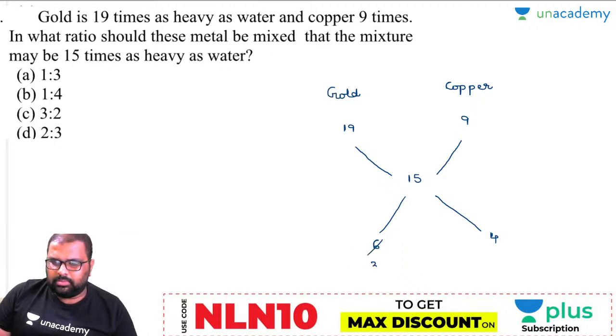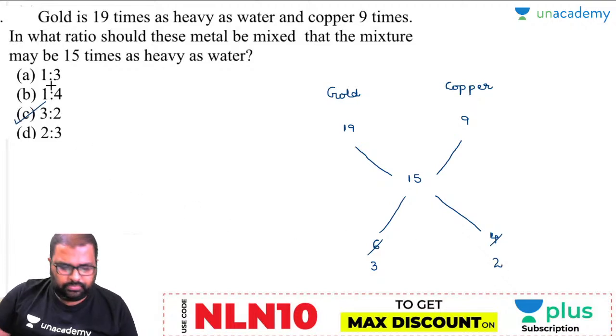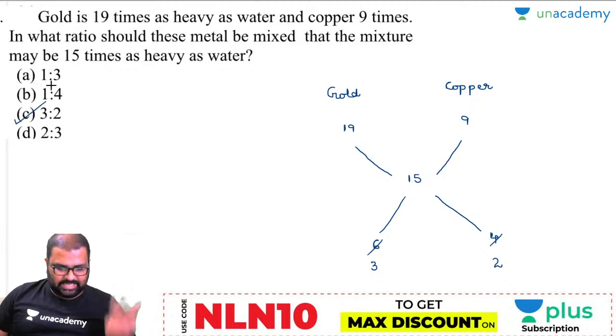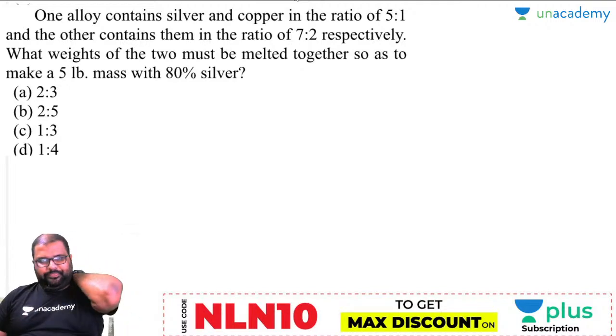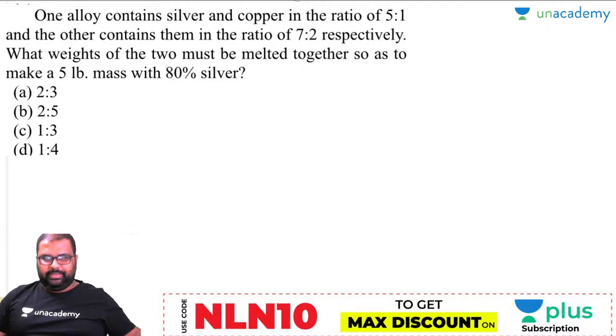2 threes are 6, 2 twos are 4. So your answer is 3 is to 2. Am I right? That's an easy one, right? Now let us increase the toughness a little. Observe the question given there. I will explain this question, and the next question must be solved by you.